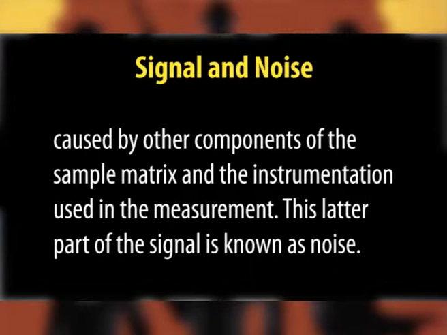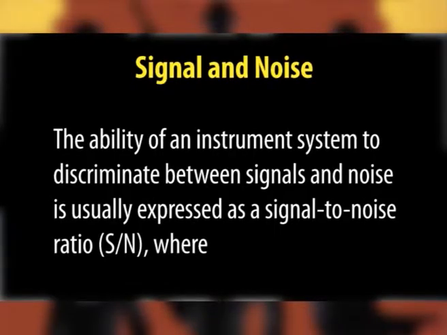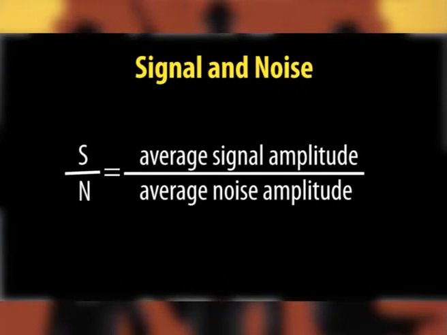This latter part of the signal is known as noise. As concentrations of the analyte decrease to trace levels or as signal sources become weak, the problem of distinguishing signals from noise becomes increasingly difficult, resulting in decreased accuracy and precision in measurements. The ability of an instrument system to discriminate between signals and noise is usually expressed as a signal to noise ratio, S/N, where S is the average signal amplitude and N is the average noise amplitude.